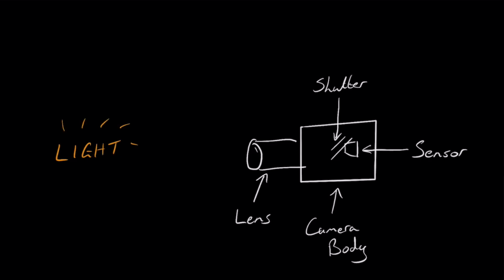So a photograph is created from light passing through the lens of your camera, entering through the open shutter of your camera and hitting the camera's sensor. Nowadays it's a digital sensor. Way back when, in the olden days, it was film.